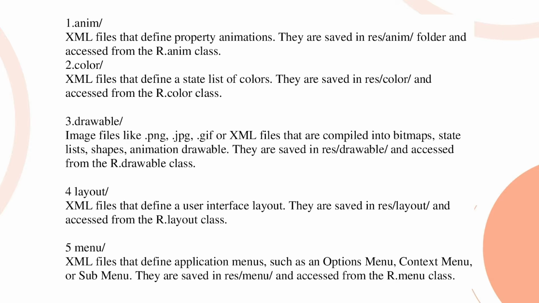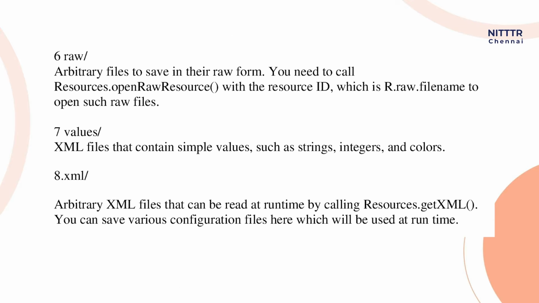Then fourth is layout. These are the XML files that define the user interface layout. They are saved in the resource section under the layout folder and accessed from the R.layout class. And the fifth component is menu XML files that define the application's menu such as the options menu, context menu or submenu. They are saved in the resource folder under the menu section and these can be accessed from the R.menu class.